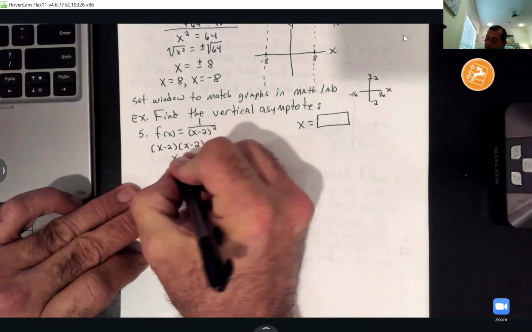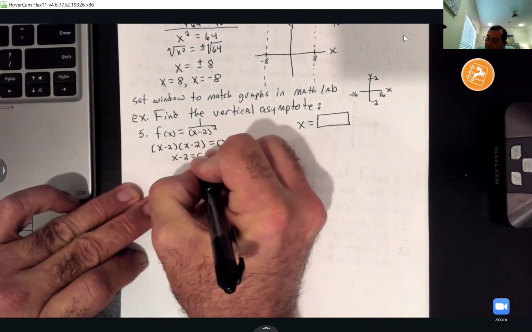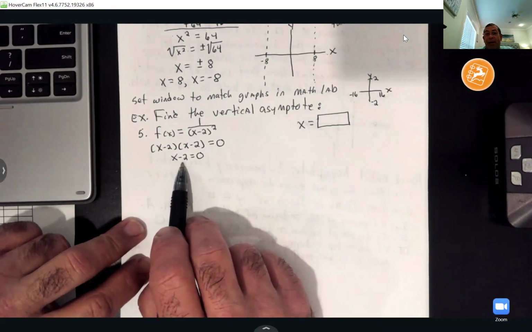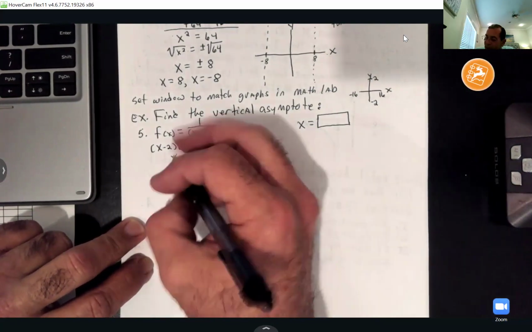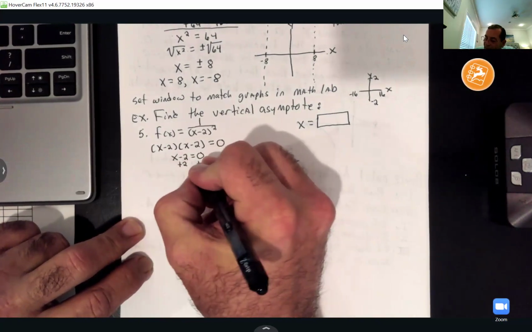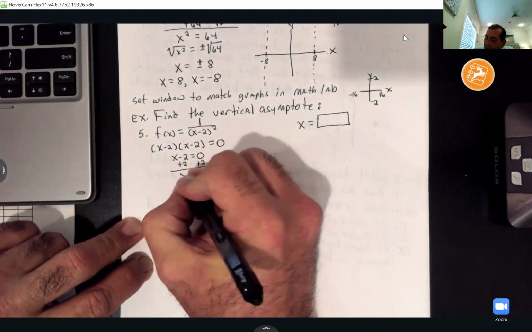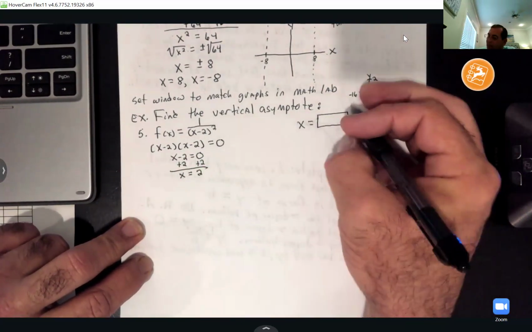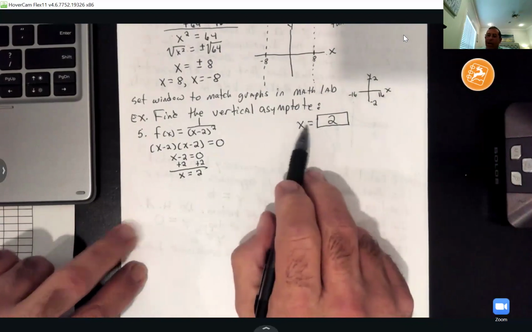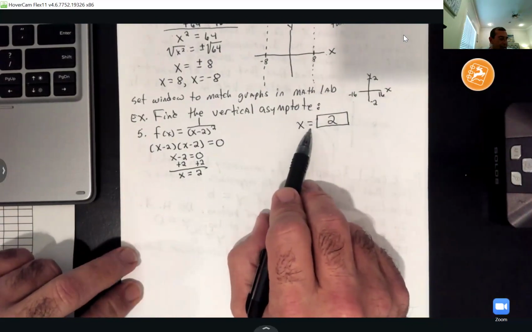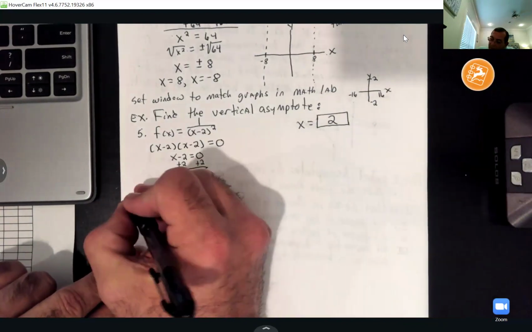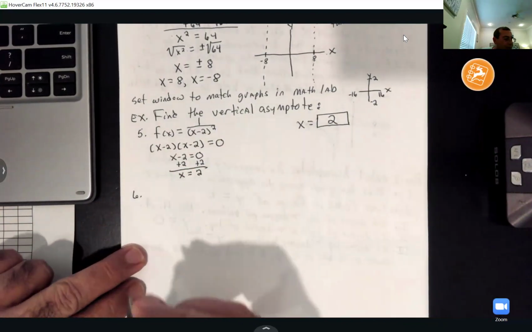Because I can't have two vertical asymptotes at the same number, okay? So to solve this, all we got to do is add 2 to both sides. And I get x equals 2. So y'all, all I got to put in the box is my 2 on that, since they gave me the x equals. All right, let's try another one.